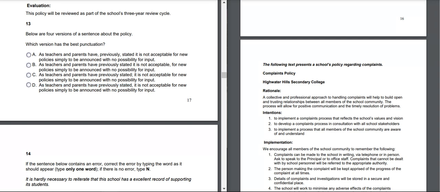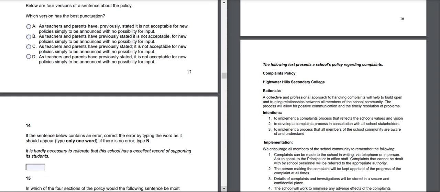Now this question is tricky because the second part is a proper sentence. It can be a standalone sentence. It is not acceptable for new policies simply to be announced with no possibility for input. So this is where you need to have a working understanding of how to use a semicolon, and you need to perhaps practice, and I'll put a further video up about this in future, about when you use it, when you don't, and the judgment calls as to what constitutes a fully constructed and working sentence in the English language.